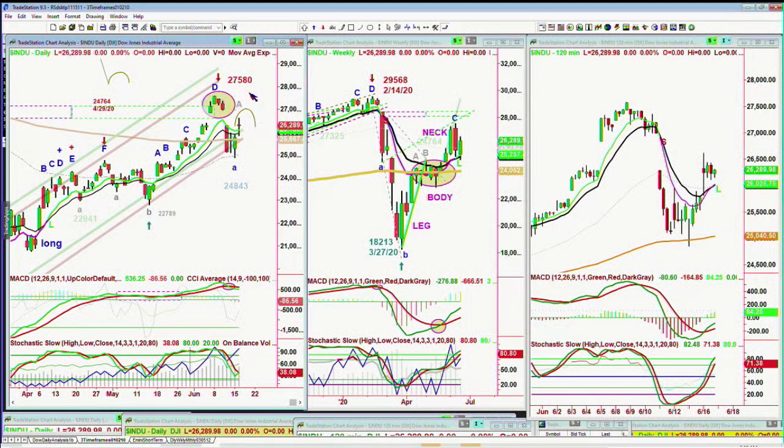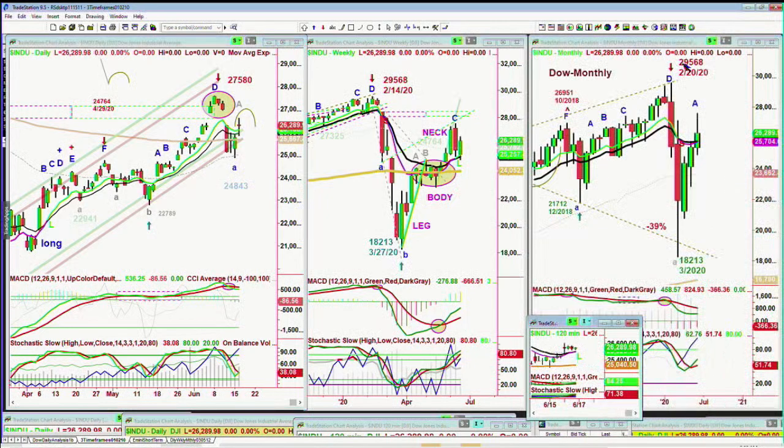How many times are we looking at these Ds? Look at that D in the weekly chart from 29.568, the week of the 14th of February, smashed 39% down to 18,213. I don't need this anymore. The 120-minute chart, show you the monthly chart. Monthly chart at a peak D at 29.568 from February. I mean, that is a big move down.